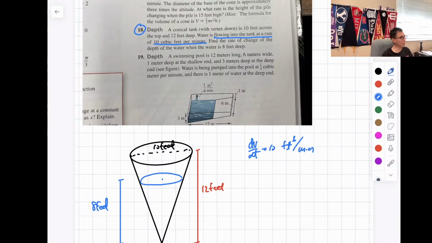Now, what will be the relationship here? The volume is equal to 1/3 pi r squared h. So this is 1/3 of a cone.